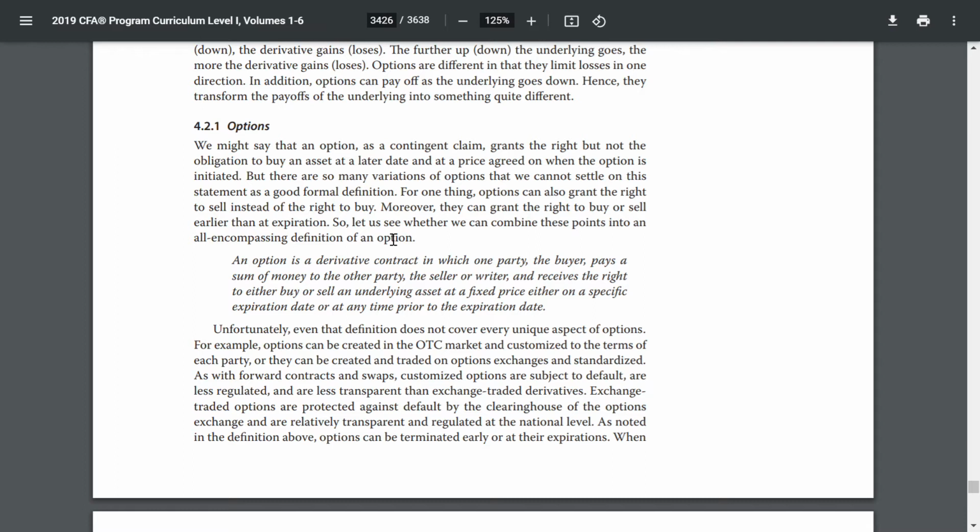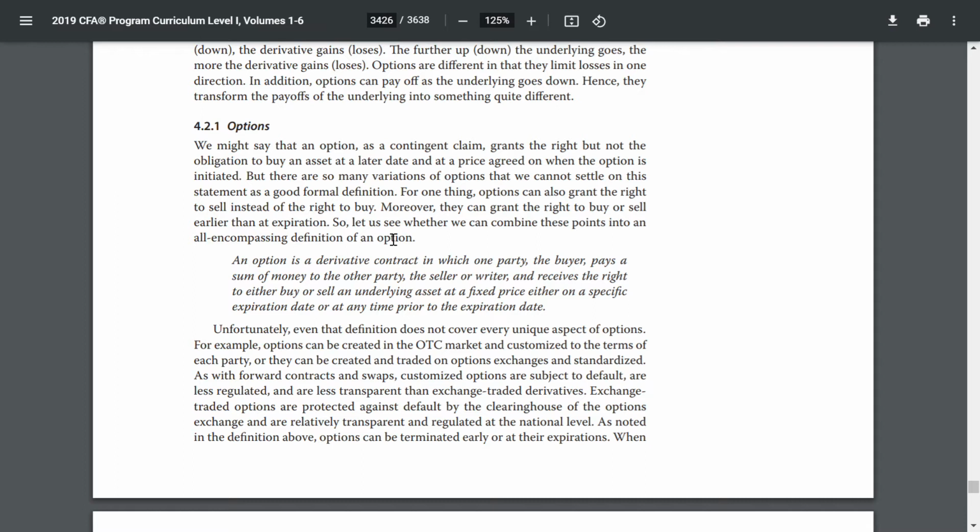But there are also many variations of options that we cannot settle on this statement as a good formal definition. For one thing, options can also grant the right to sell instead of the right to buy. Moreover, they can grant the right to buy or sell earlier than an expiration. So let us see whether we can combine these points into an all-encompassing definition of an option.